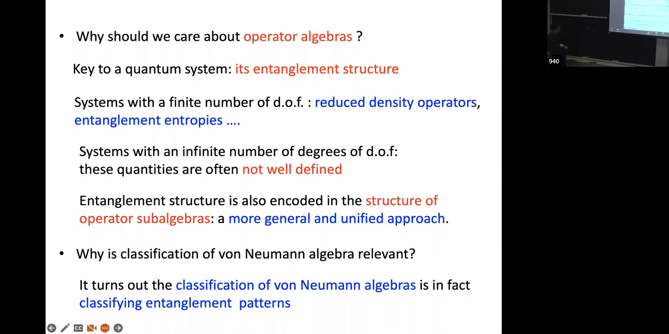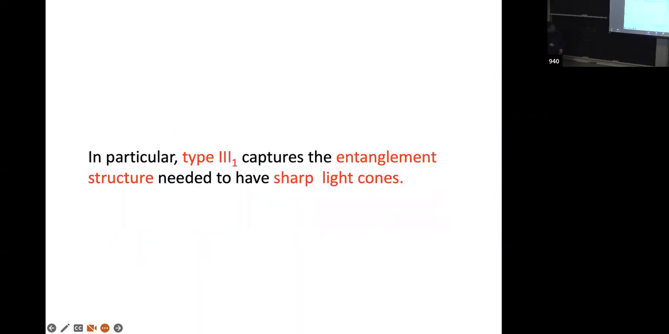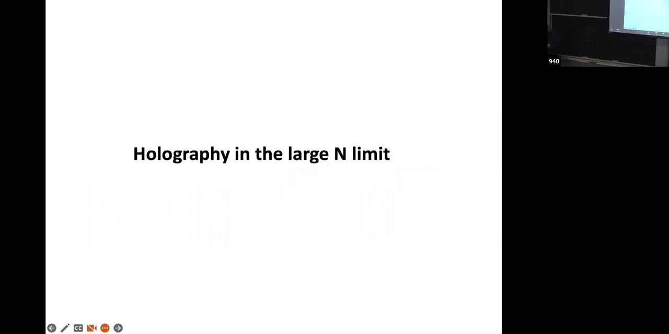So that's why this is very powerful. It's like what group theory does for you for symmetries. This is what the von Neumann algebra should do for us for entanglement. In particular, type III_1 captures the entanglement structure needed to have sharp light cones. If you want to have a sharp causal structure, then you need to have this. And this is a quick introduction to the von Neumann algebras.